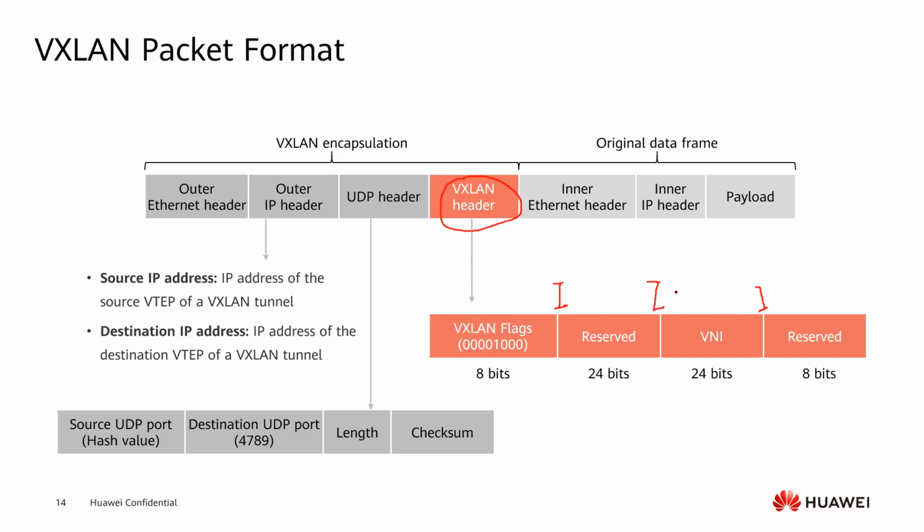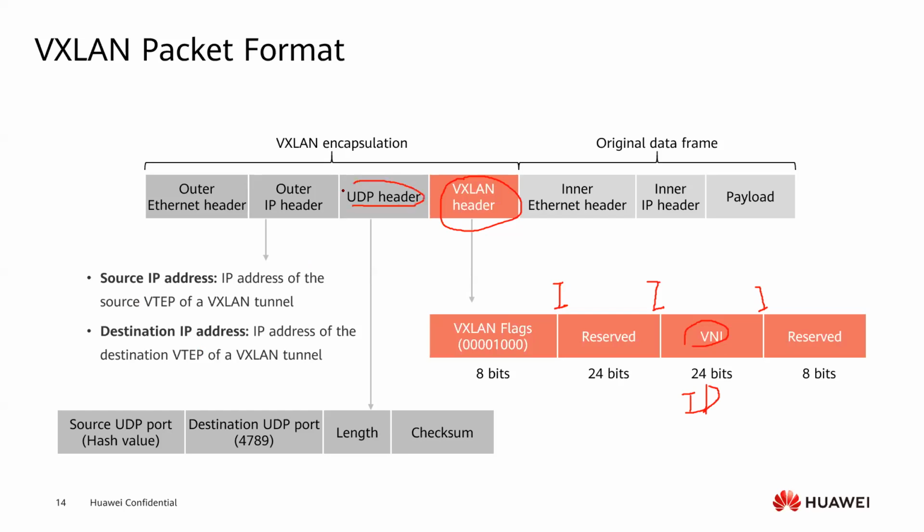What is the VNI? VNI means the VXLAN Network Identifier. You can think of the VNI as something like the VLAN ID. It is used to define that different packets belong to different layer 2 networks. Then you will find that the VXLAN header is encapsulated into the UDP header.